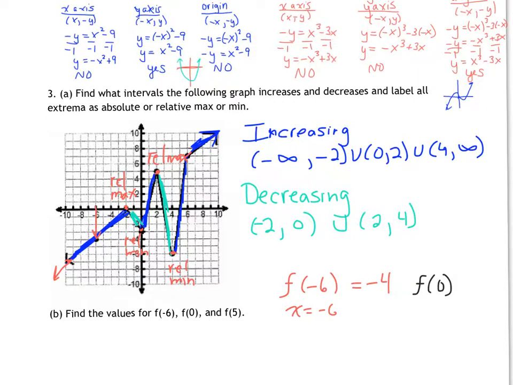So f of 0, so x of 0, I go down on my graph and I see that's at a y, it looks like of negative 3. And if I do f of 5, I go over here to 5 and go up, that looks like that's going to be at 7. So just remember when you're talking about these, this is the x value inside and the y value on the outside.